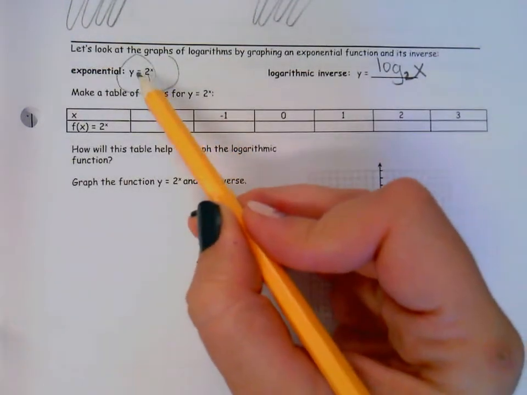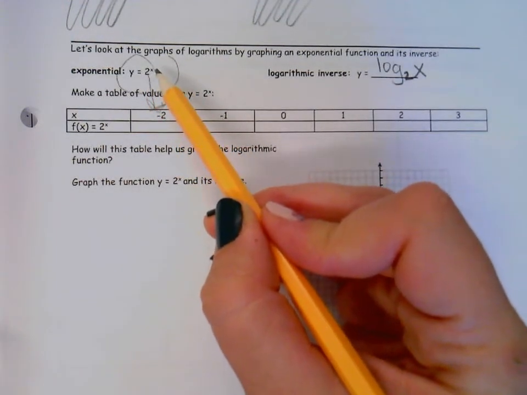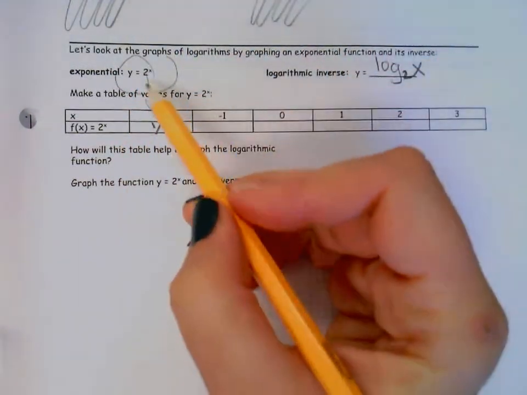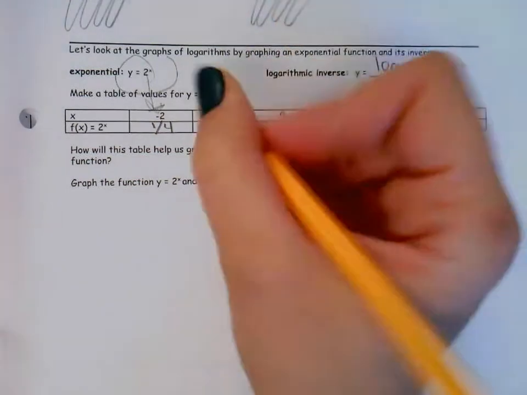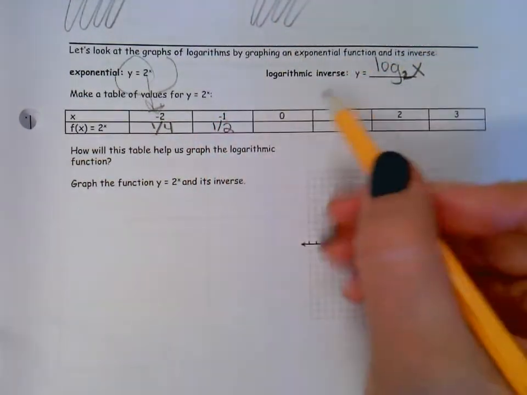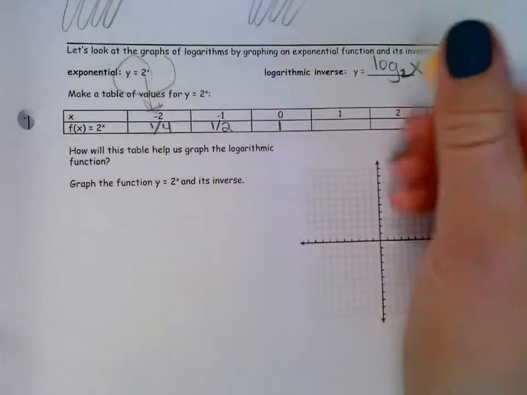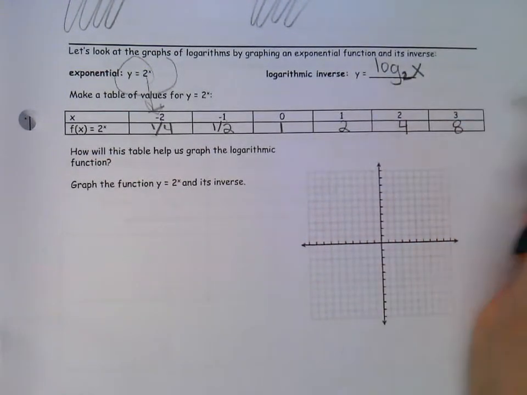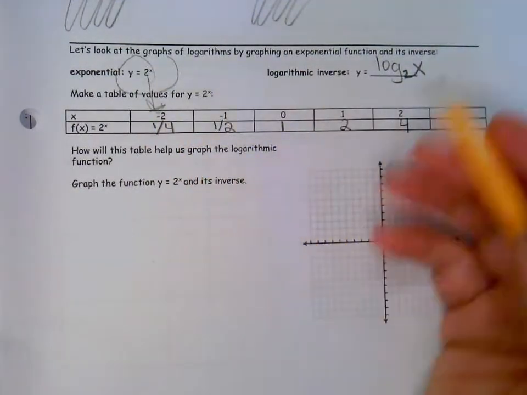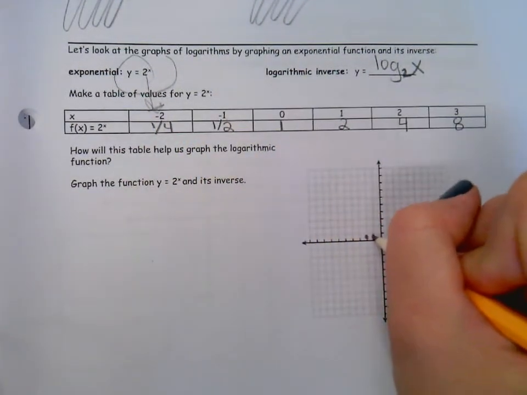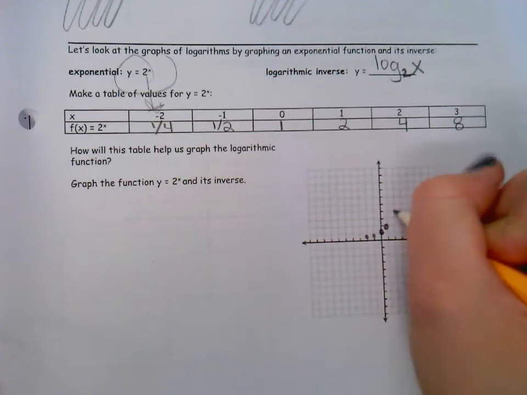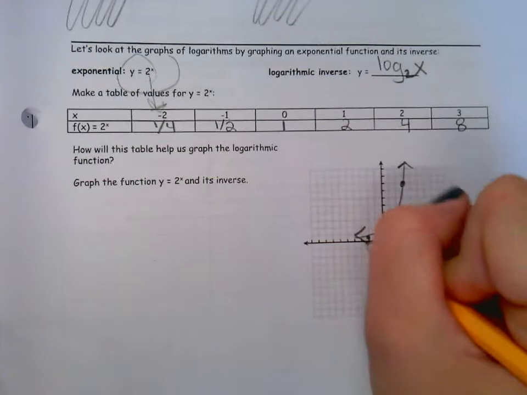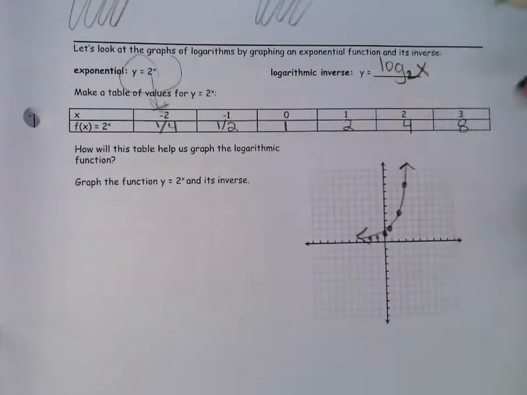So if I take 2 and raise it to the negative second power, I would have 1/4. If I take 2 and raise it to the negative first power, I would have 1/2. Anything to the 0 power I know is 1. 2 to the first power is 2. 2 squared is 4. 2 cubed is 8. So this table is that exponential graph that you've already been tested on. Hopefully you remember it. That's the graph of 2 to the x.